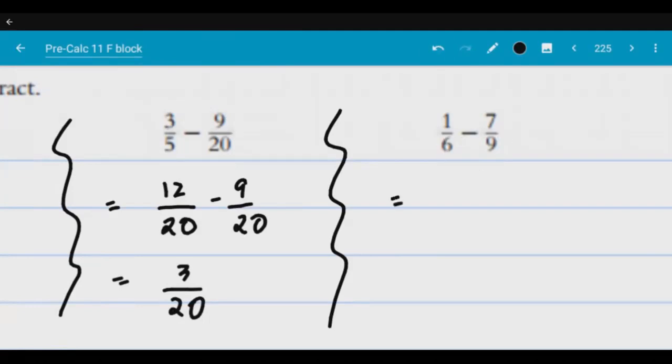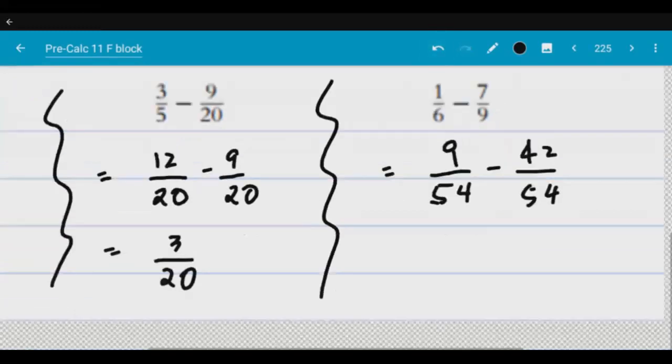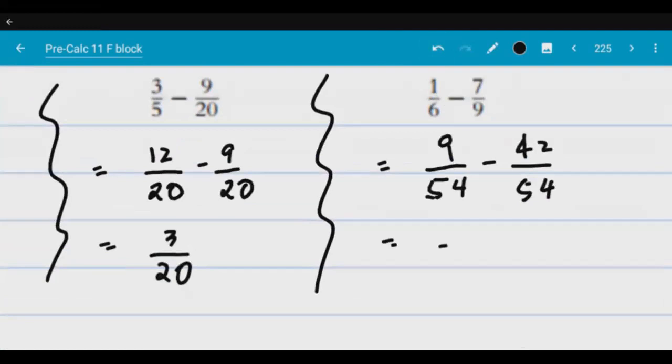So I was thinking, okay, make new fractions that would have 6 times 9 as a denominator. So that would be 54. If I make this 6 into a 54, I multiplied it by 9. That means the top has to be multiplied by 9. If I made that 9 into a 54, that means I multiplied it by 6. So I multiplied the 7 by 6, gives me a 42. Remember, we're subtracting. And that would be negative 33 over 54.